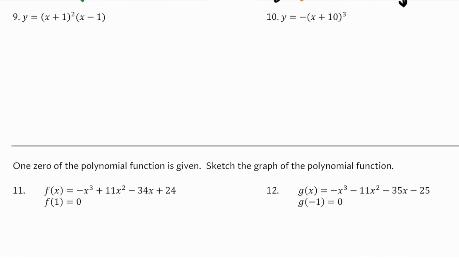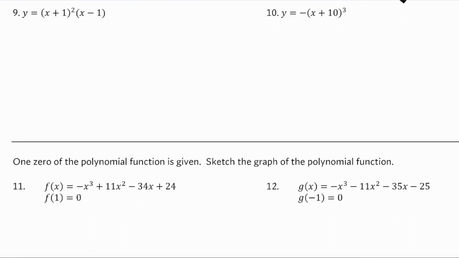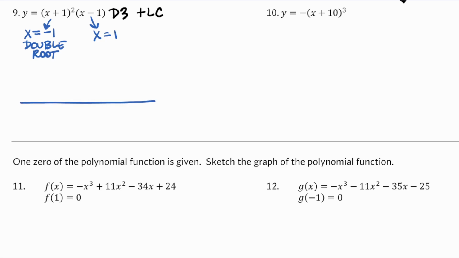All right, numbers 9 and 10. This is going to be a third degree polynomial with a positive leading coefficient. My zeros are going to be x equals negative 1, which will be a double root, and x equals positive 1, and that's going to be a single root. Go over here, label these, negative 1 and 1.